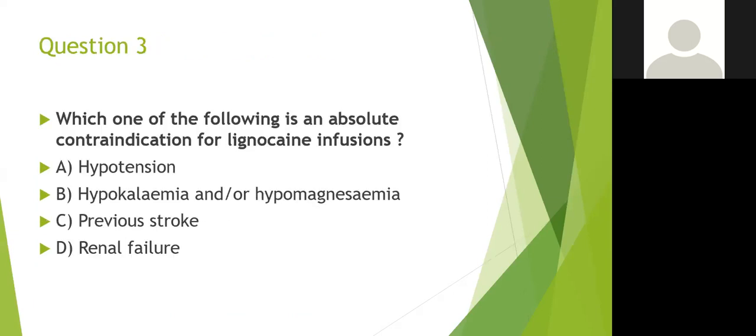Next slide. So, next question. I mentioned relative contraindications, but this question is about absolute contraindication. Which of the following is an absolute contraindication for lignocaine infusion, where you shouldn't use lignocaine infusion? Is it hypotension? Is it hypokalemia or hypomagnesemia? Is it previous stroke or renal failure? Anybody? B. Sorry? Hypotension. No?